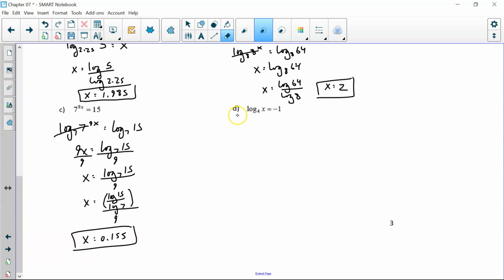For D, now we have the log base 4. We want to undo the log. To undo log, we use exponential. The base of the exponential is going to be the same as the base of the log. 4 raised to the log base 4 of x, and 4 raised to the negative first. So what happens here is the 4 and the log 4 cancel. So we get x equals 4 to the negative first. So x equals, and 4 to the negative first is 0.25 or 1/4. Whatever you're more comfortable with, there's your answer.